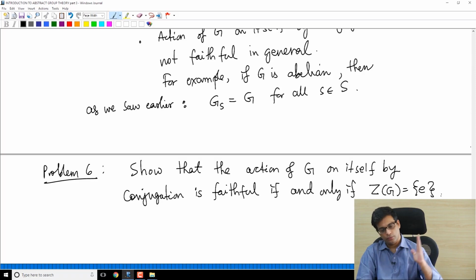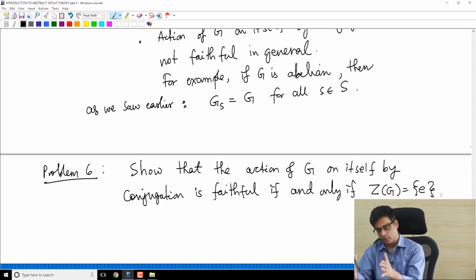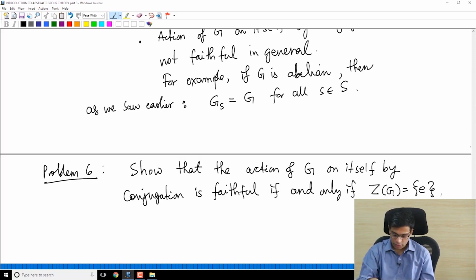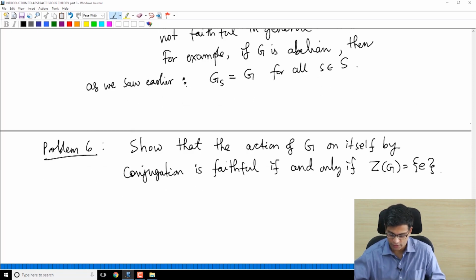So faithful and abelian are at the opposite ends of the spectrum as far as the conjugation action of G on itself is concerned. The opposite of abelian is the center being trivial. Center being the whole group is abelian, center being trivial is the opposite thing. So if the center is trivial, the action of G on itself by conjugation is faithful.